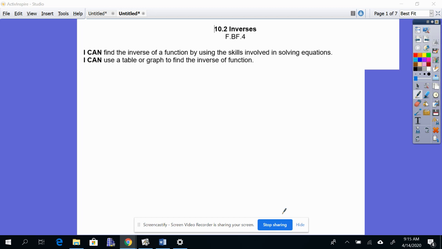Hey everybody, we're going to be looking at inverses today. Inverses are basically the same idea or the same process that you did when you were solving for a specific variable. The goal here though is to look at it functionally with two variables. So we're going to be looking at it graphically and algebraically.